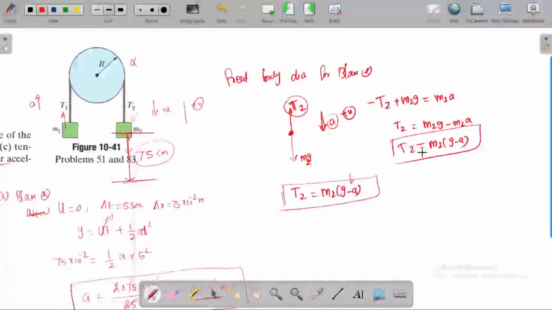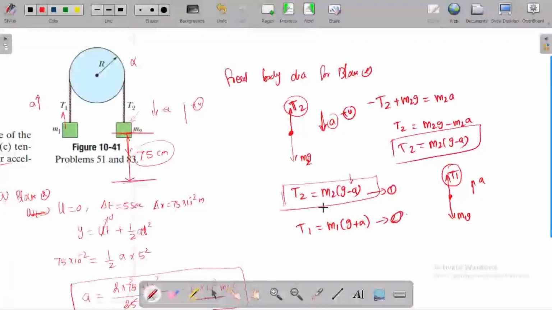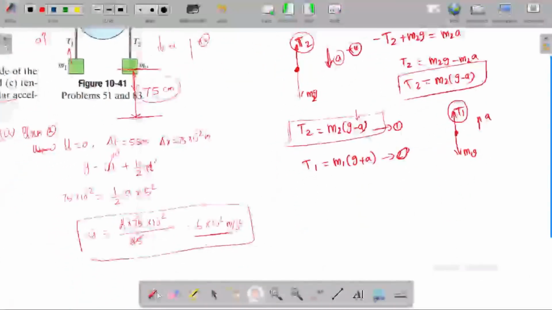Similarly, when the block moves upward for mass 1, this is the tension, this is mass 1 g, tension 1. If the block moves upward, it gains weight, gains force, gains tension force. So T1 is equal to M1 of g plus a. This is our equation 1, this is our equation 2. By solving, we easily find what tension 2 and tension 1 are, because we know all the values.